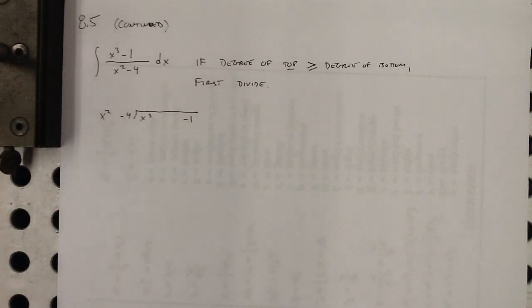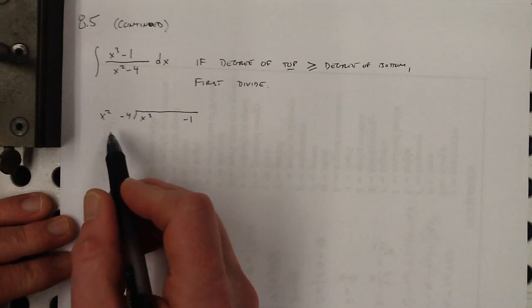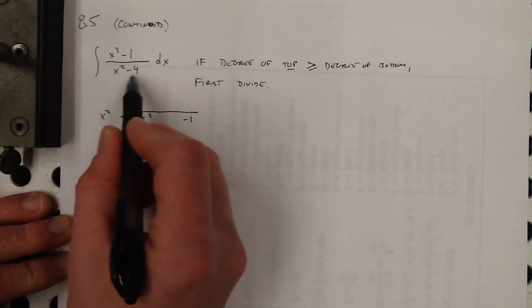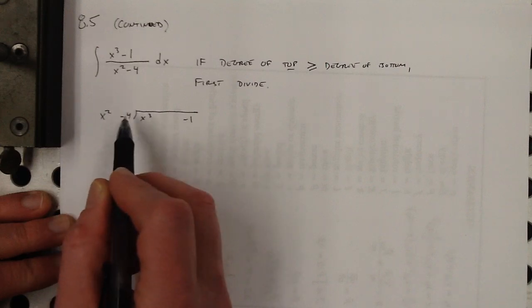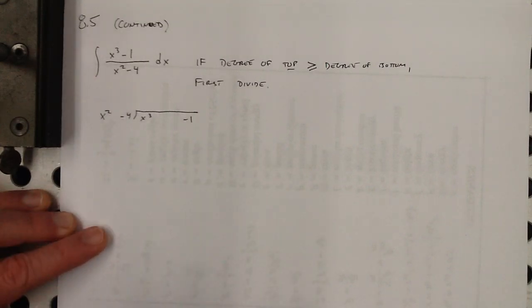If you're wondering here, oh, synthetic division, why can't I do that here? You can't do that here because this is not a linear factor. Synthetic division only works when this is a linear factor that you're dividing by.